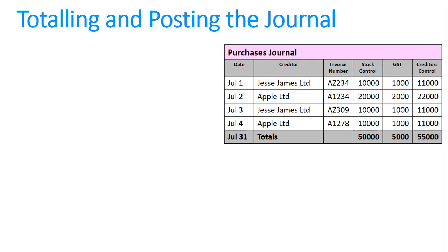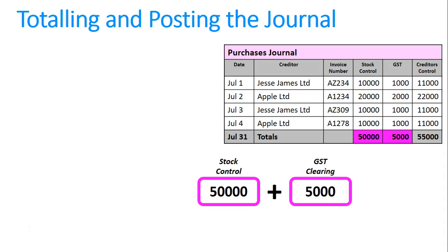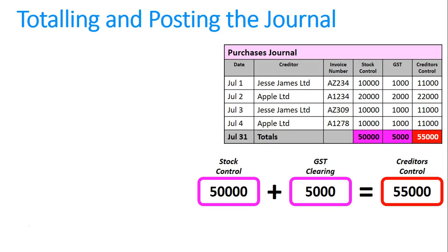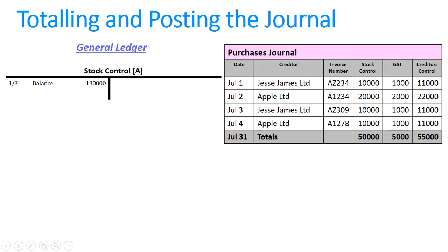Before we do our posting, we'll always go and check that that adds up. So we'll add stock control of 50,000 plus GST clearing of 5,000 equals a total of creditors control of 55,000. And by doing that check at the end, that saves us a bit of time, especially during an exam. We don't have to go and add up every line one by one and do a check individually. If we just do a check at the end, that's a good sign that all the other transactions are going to be correct. What we're going to do now is post that.